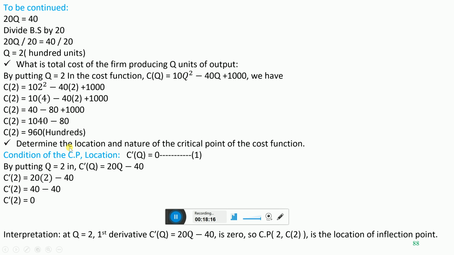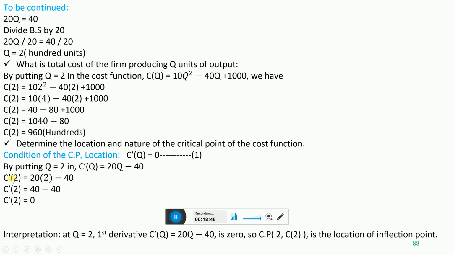Third part of the question: determine the location and nature of the critical point of the cost function. The condition for the critical point location is that the first derivative of the cost function must be equal to 0. So we replace q with its value 2 in the first derivative of the cost function, C′(q) = 20q − 40.